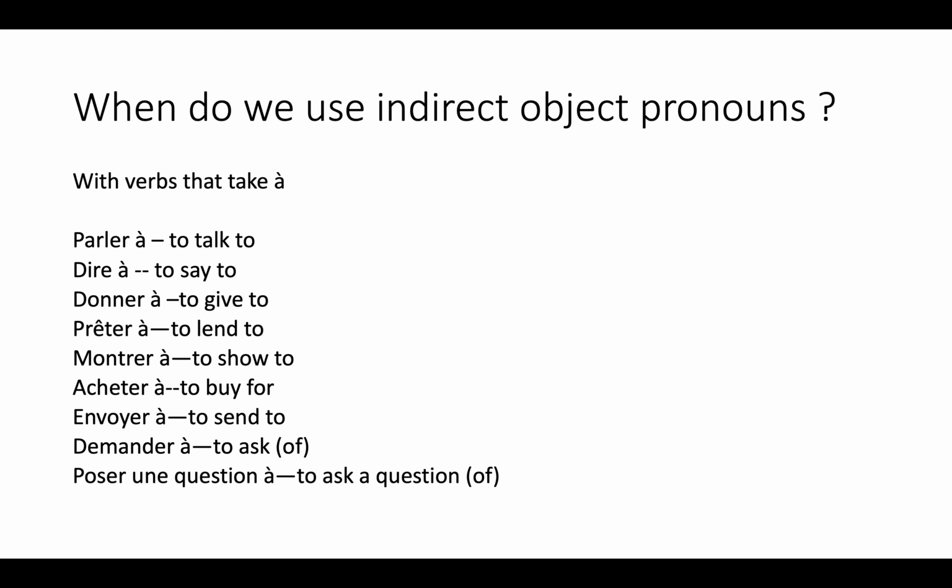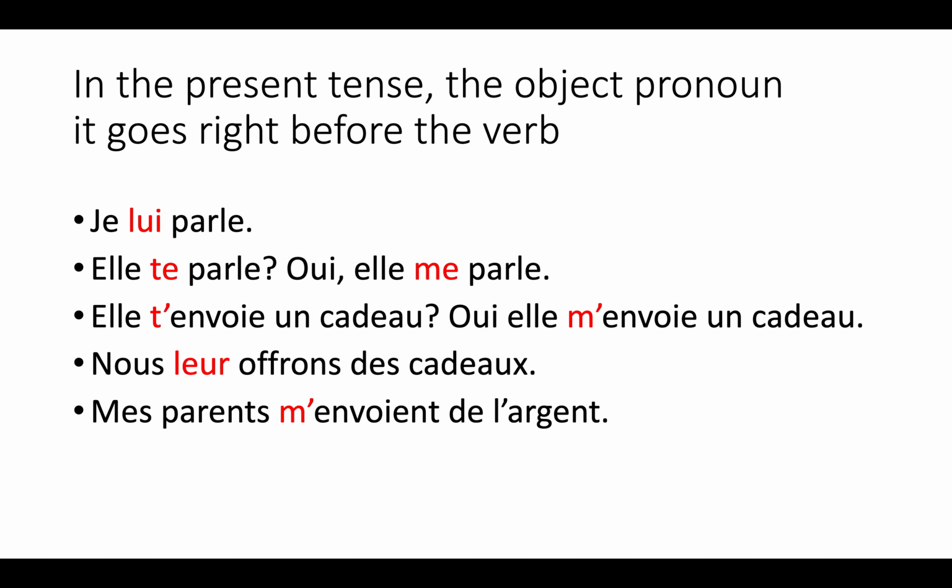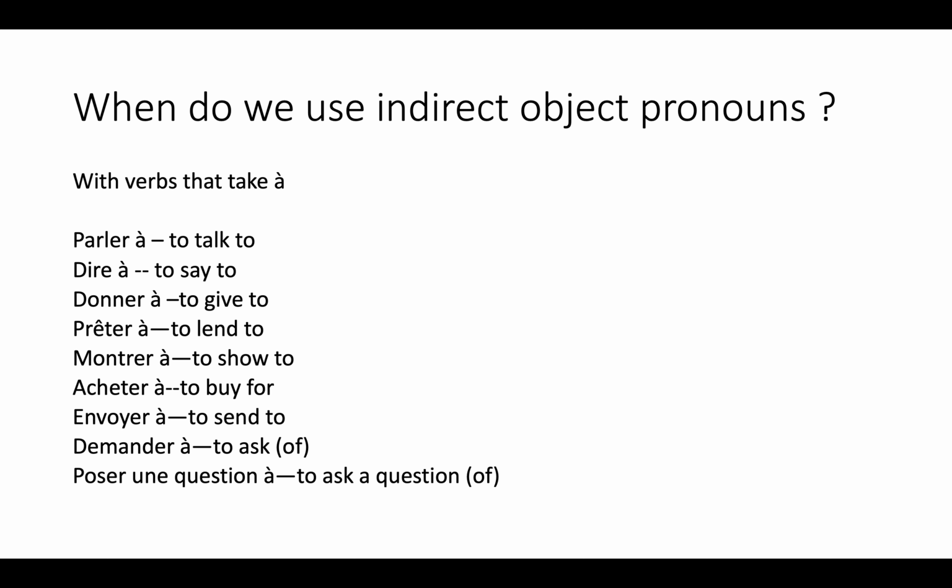So, quick backtrack. When do we use indirect object pronouns? Well, we use them with verbs that take à. So let's have a peek at some of those verbs. We have parler à, dire à, donner à, prêter à, montrer à, acheter à, envoyer à, demander à, poser une question à.